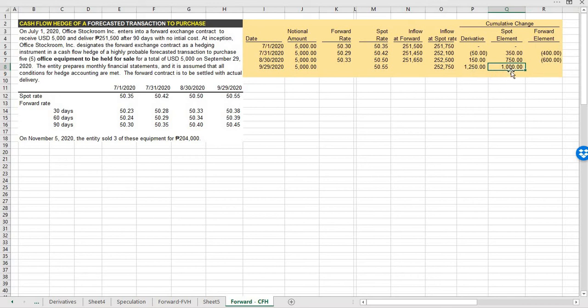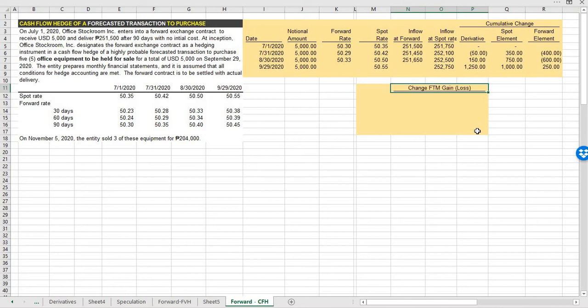So, 1,250 minus 1,000, that is 250 pesos positive. So, ngayon, ang gawin naman natin, since tapos na tayo sa cumulative change, dito naman tayo sa change for the month na ito, yung i-record natin na either gain or loss. So, let's start at the date of inception, July 1, 2020. At syempre, yung ating change, kung may tatlo tayo ritong kinompute sa cumulative change, so ganun din dito for the month. Meron din tayong tatlo.